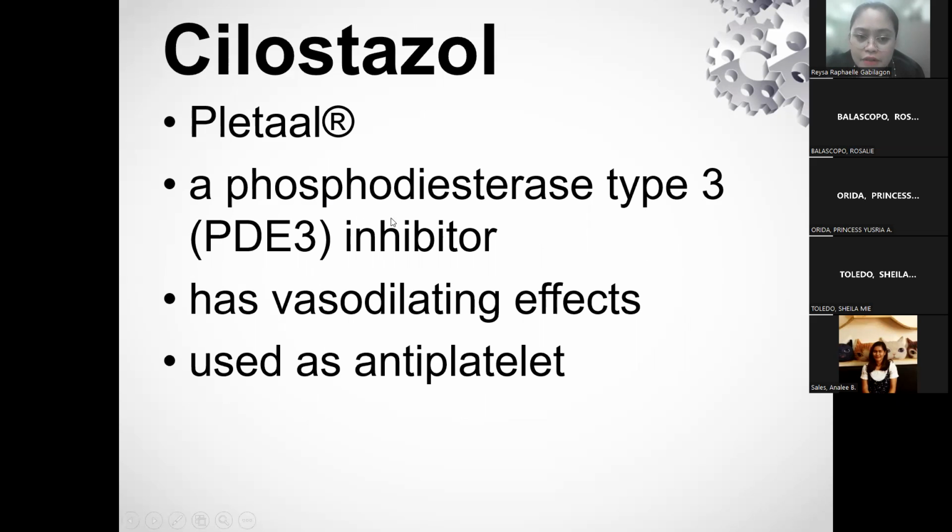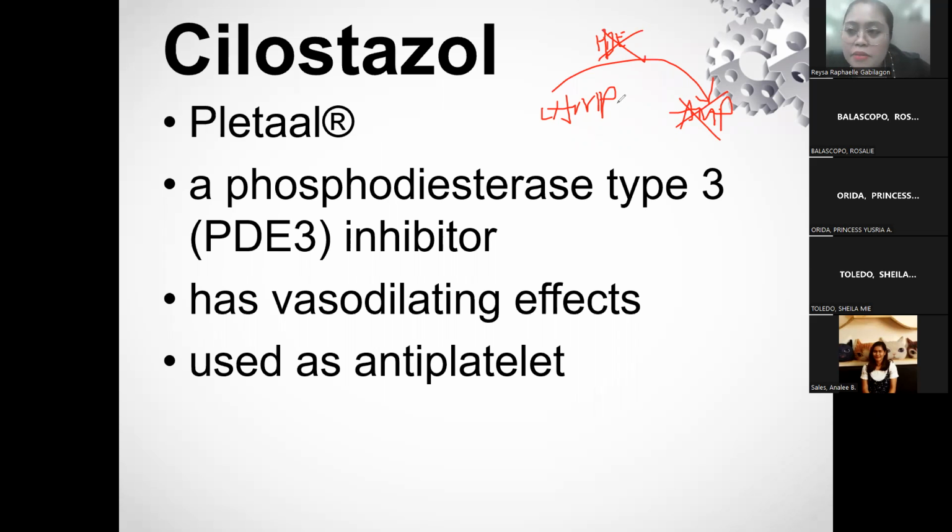Now this one is a phosphodiesterase type 3 inhibitor. Na-mention na natin itong PDE3, 'di ba, last time. So PDE3 is an enzyme that will convert cAMP to AMP. Now we are going to inhibit this so that cAMP will remain as cAMP.